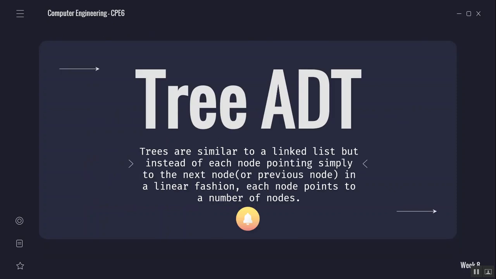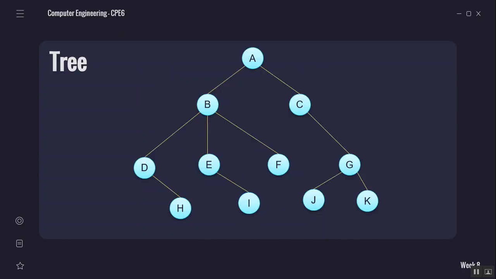So first, let us define what is a tree ADT. Trees are similar to a linked list, but instead of each node pointing simply to the next node or previous node in a linear fashion, each node points to a number of nodes. Let's say for example we have here node A. Node A points to node B and at the same time points to node C. The same goes for node B. It has multiple nodes. So B points to D, points to E, points to F. So it has multiple connections to different nodes.